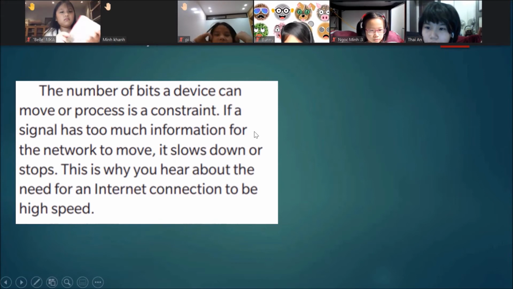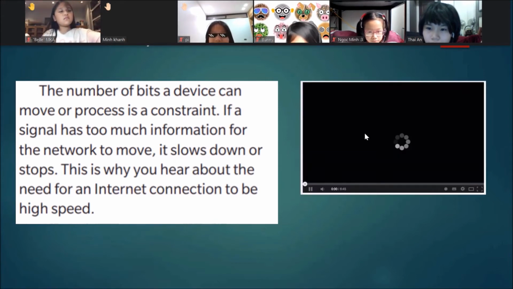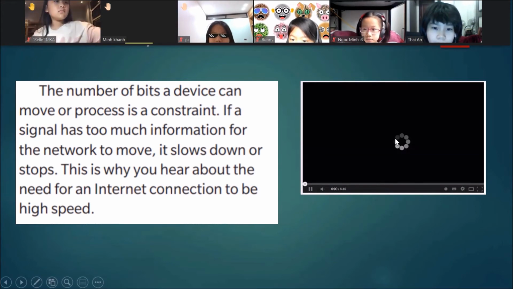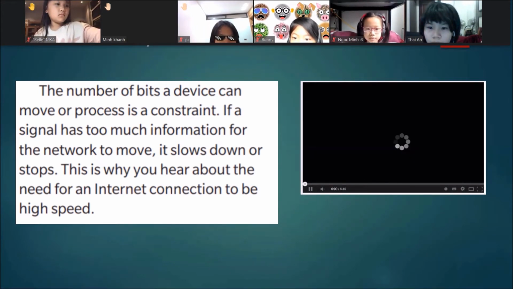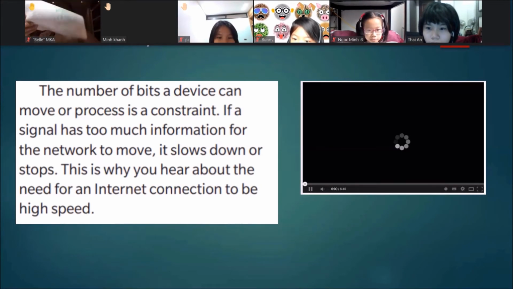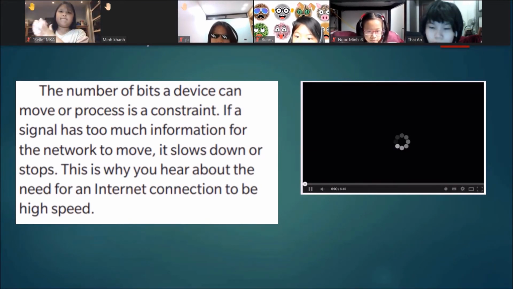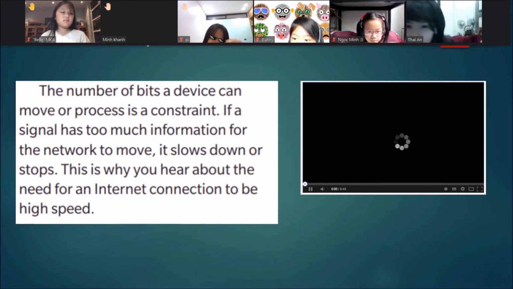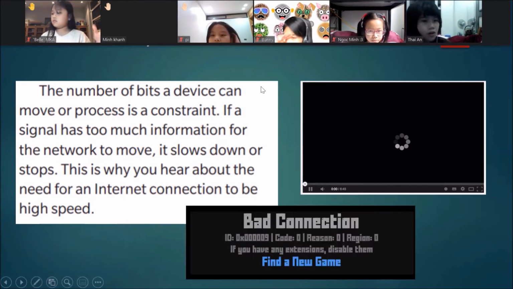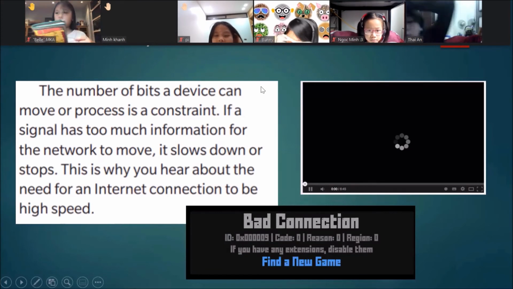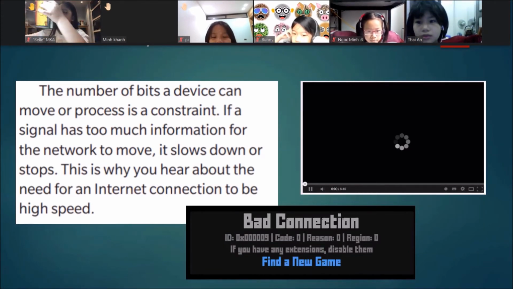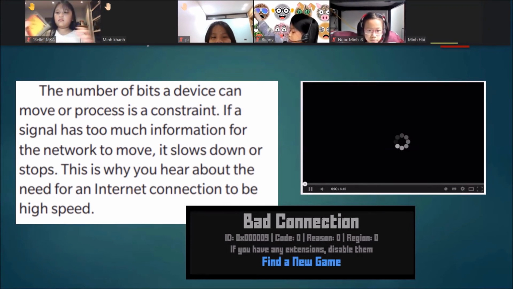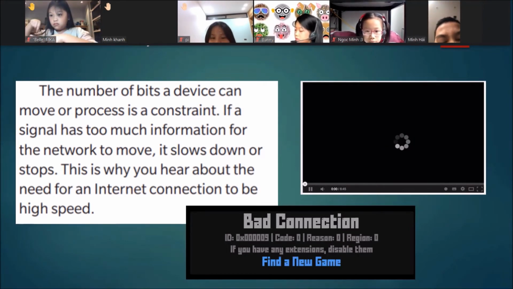So you might see, have you guys seen this before on YouTube? The symbol? Yes. What does that mean? It's loading. It's loading or it's buffering, good. So that means that the information is coming through too slowly. And here, have you guys seen this before when you're trying to play an online game? What does this say? I know that game. Yes, I know. Good. I just found this on Google. I was just like, that looks right. Okay.